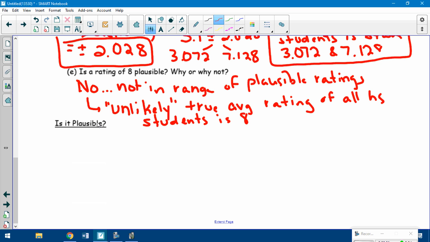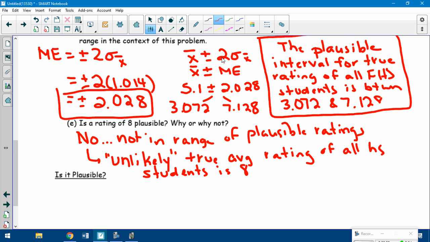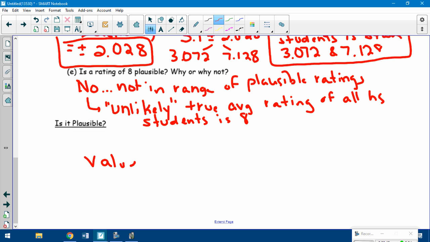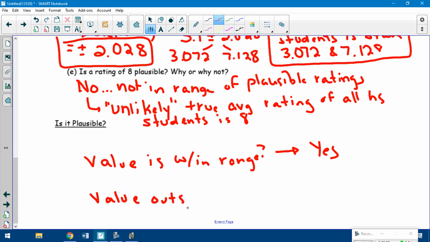When they ask the question, is it plausible, you basically just have to figure out this range of plausible values by taking the mean plus or minus 2 standard deviations. And if the value that they're asking is within the range, then is it plausible? The answer is yes. And is the value outside the range? Then the answer is no. And when I say range, I mean plus or minus 2 standard deviations. Mean plus or minus 2 standard deviations.